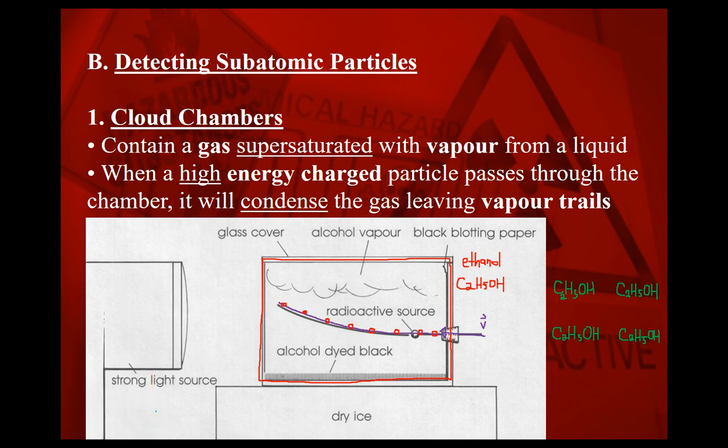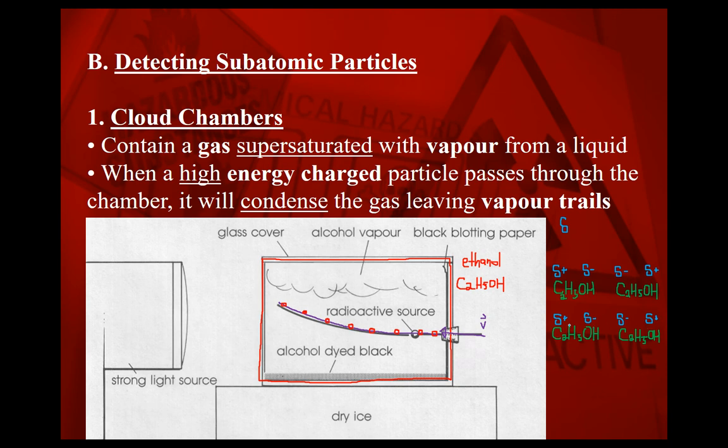Now, apparently ethanol is polar. For a molecule to be polar means that one part of it has a partial positive side. I'm going to use this symbol to indicate partial. So here's my partial positive side, partial negative side, and so on for each of the molecules. Okay, so that's my cloud chamber that has ethanol in a gaseous form.